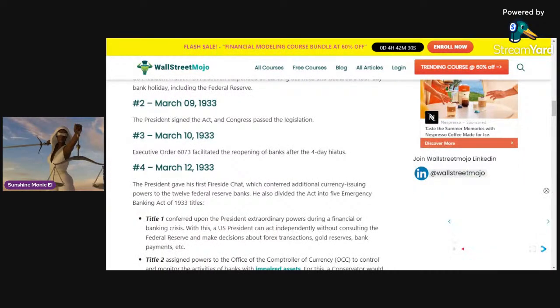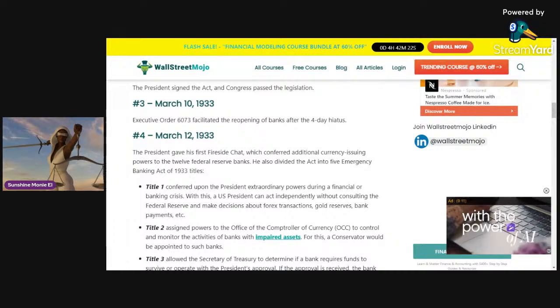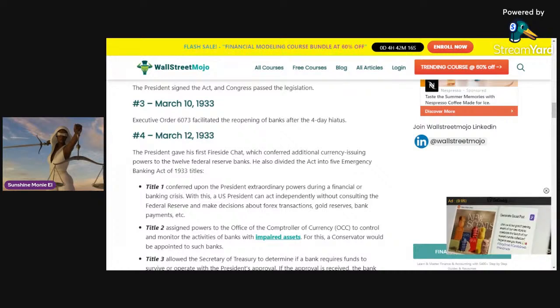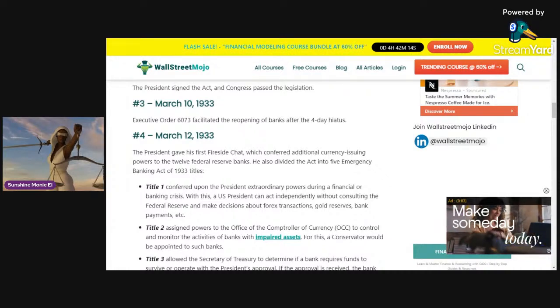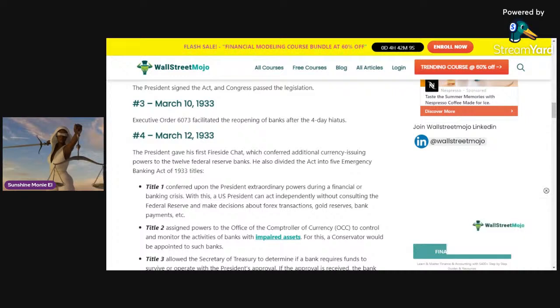Anyway, so the President signs the act on March 9th. March 10th, the Executive Order 6073 facilitated the reopening of the banks after the 4-day hiatus. On March 12th, the President gave his first fireside chat, which conferred additional currency issuing powers and the 12th Federal Reserve Bank, because there's 12 across the United States map as we know it. He also divided the act into 5 Emergency Banking Act of 1933 titles.